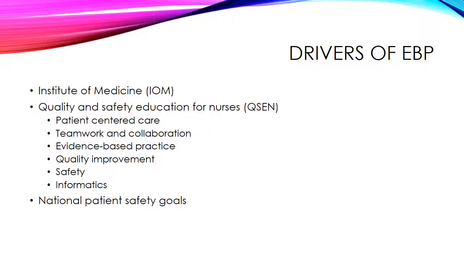Informatics involves the use of information and technology to communicate, manage knowledge, mitigate error, and support decision-making. National patient safety goals are developed by the Joint Commission, and they're based on the reporting of sentinel events across the nation. It's designed to choose areas that will improve patient safety and require hospitals to show compliance in these areas, which is tied to reimbursement of the hospitals.